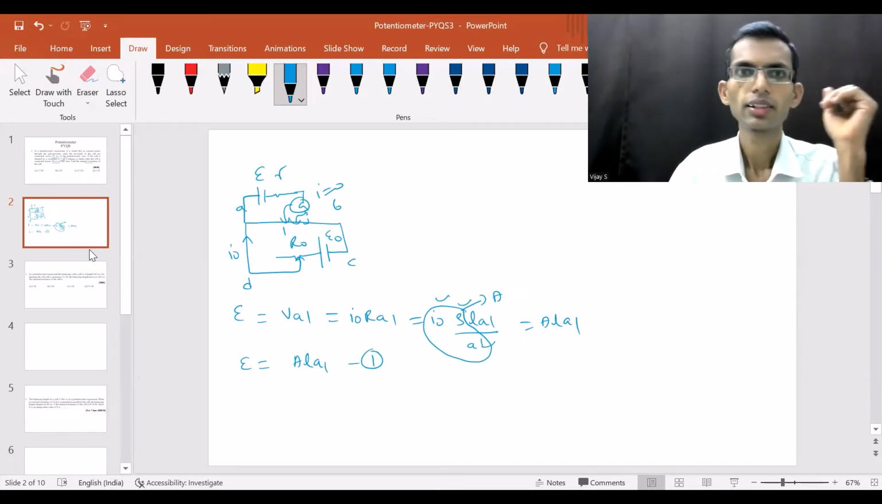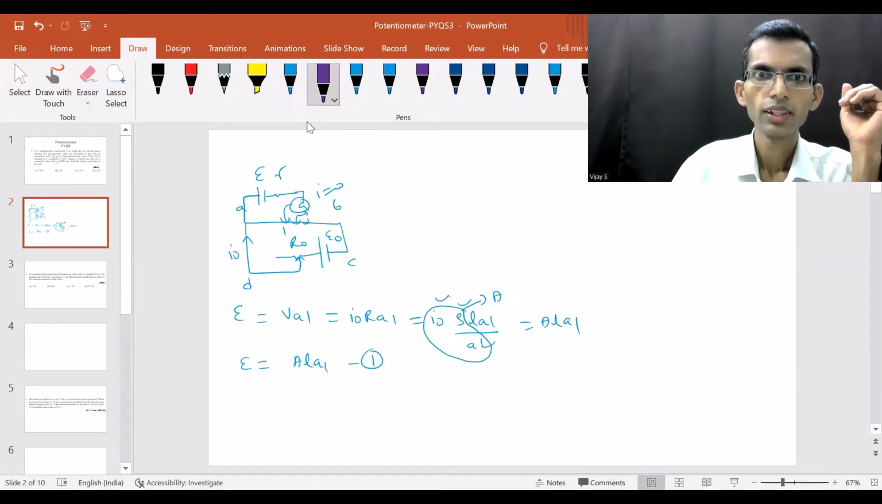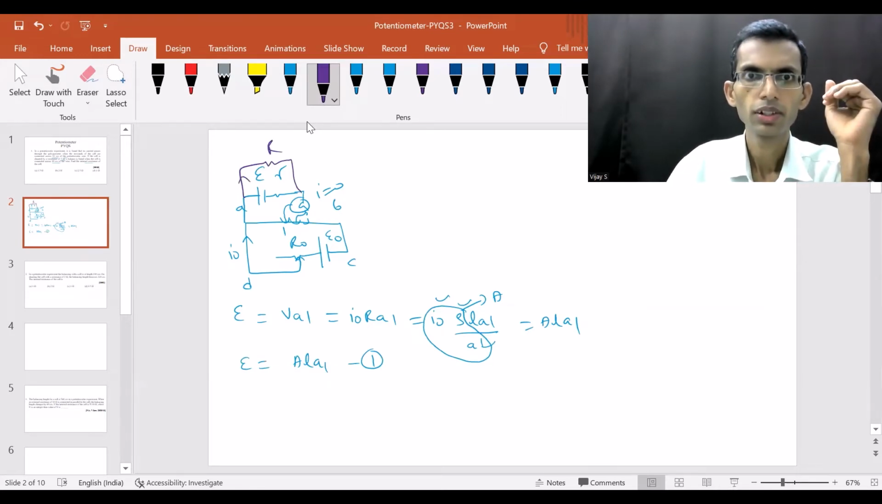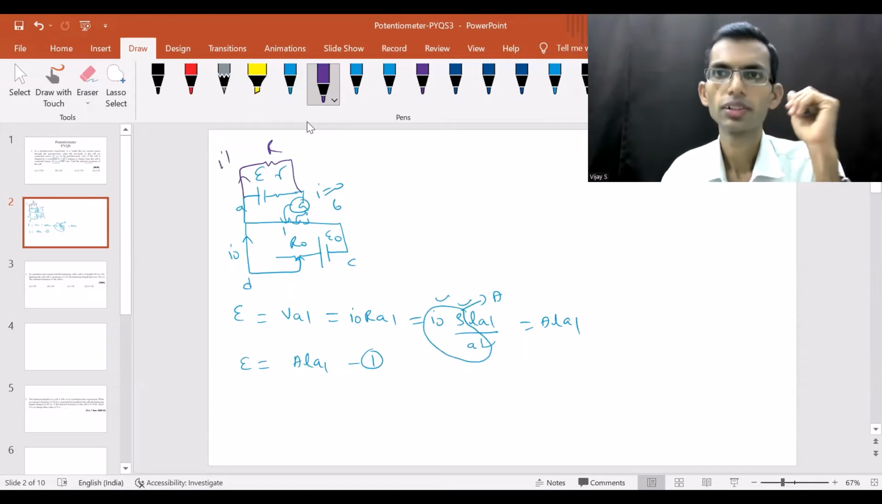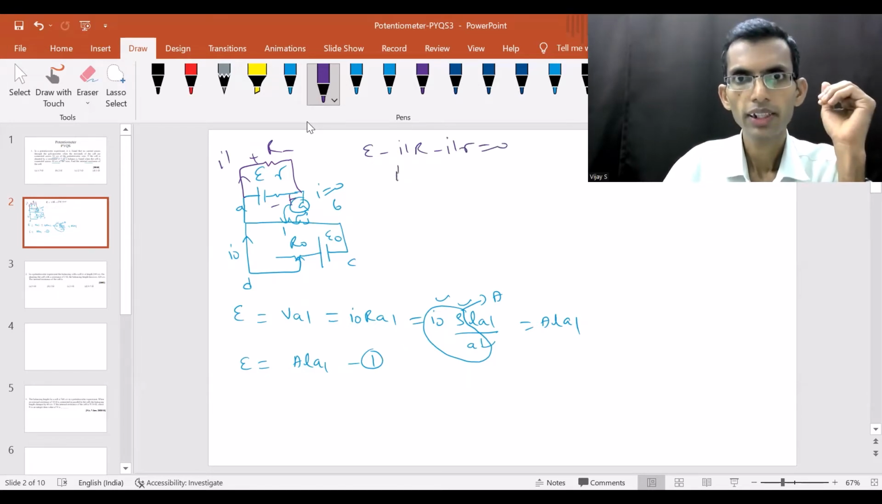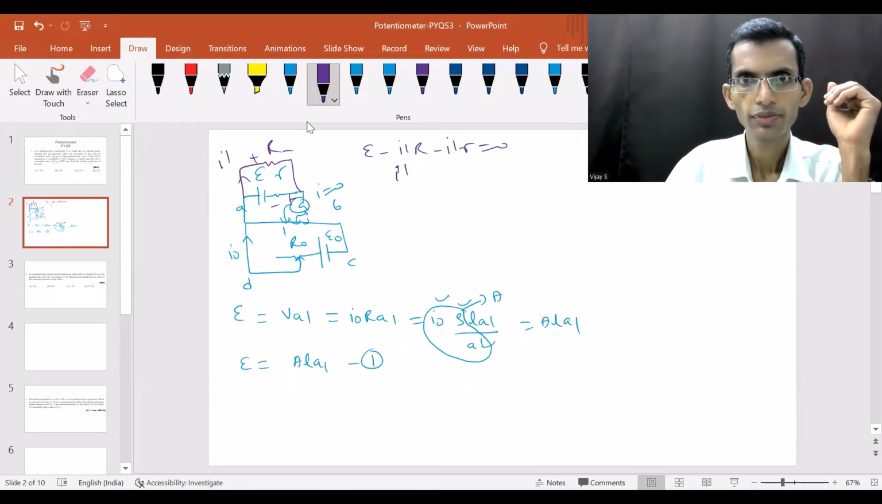Now let us consider the second case. Here resistance R is connected across the cell. Here you can see this circuit is closed. Let us say I dash is the current flowing through it. When we apply KVL, what are we going to get? E minus I dash R minus I dash R is equal to 0. So that means we are going to get I dash as E by R plus R.